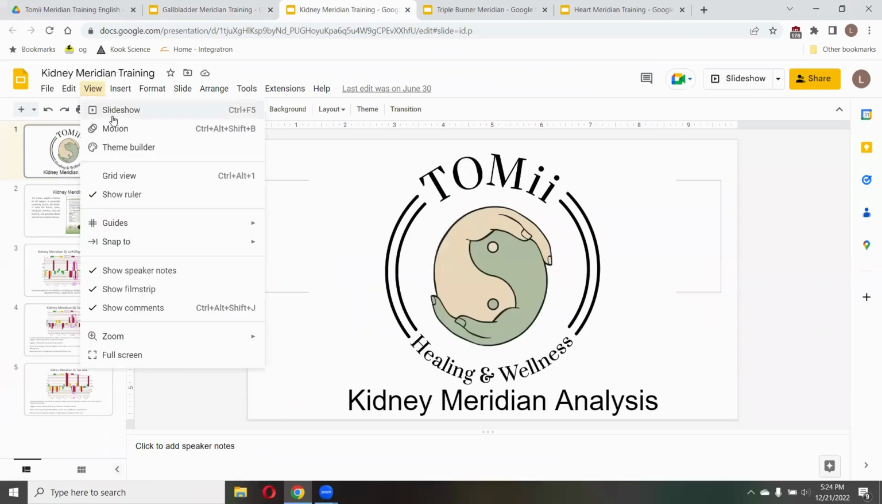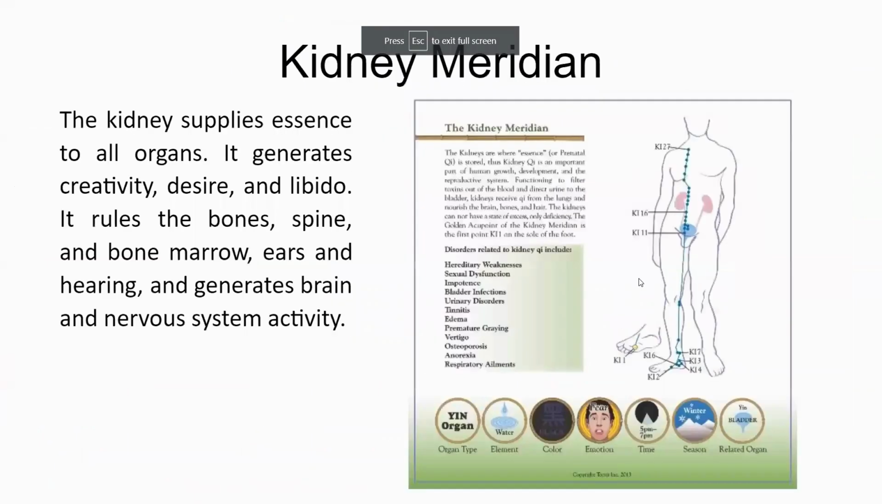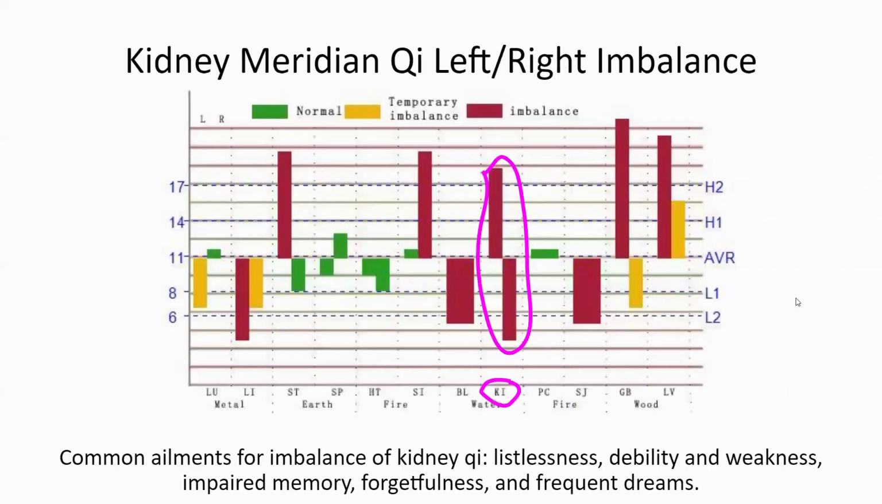So this is going to be for the kidney, right? Of course, there's the look at the kidney. Here's some of the information we've already covered before. And so this is imbalance. So we could see kidney, water element. And we could see left side is high and right side is low.